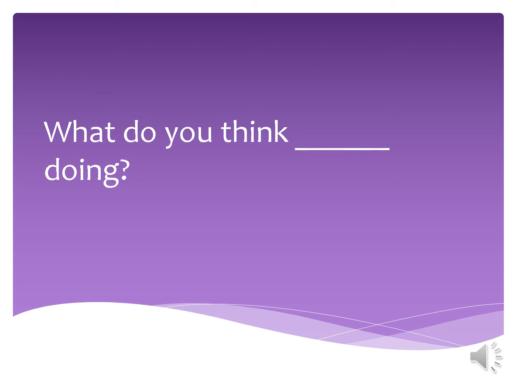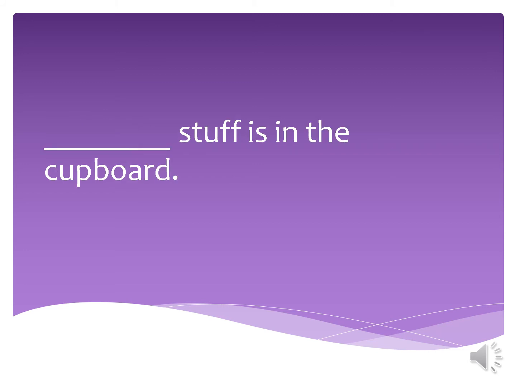Okay, so I hope you've written something down. I think this is number 11. What do you think? After the space we don't see a noun, so it is the apostrophe. What do you think you're doing? So you apostrophe re, doing. Okay, next one: blank stuff is in the cupboard.